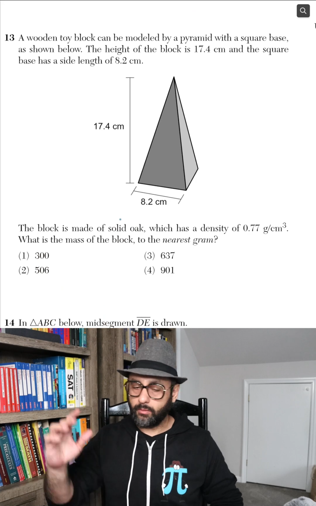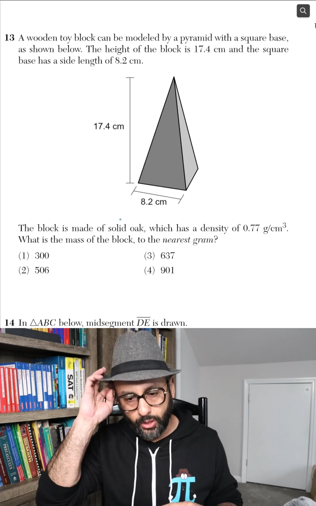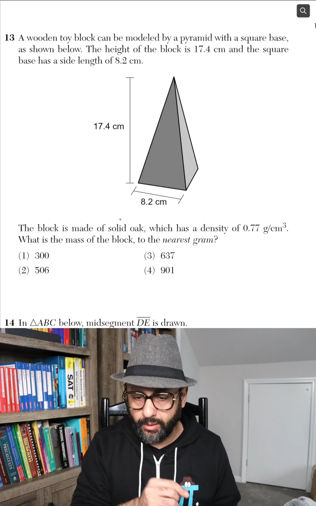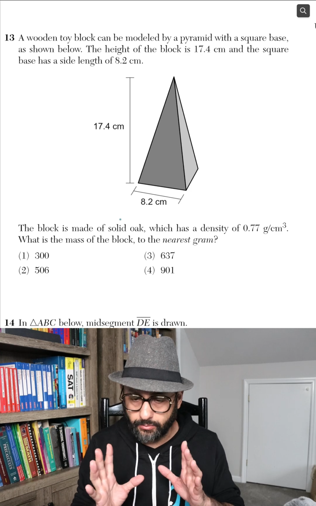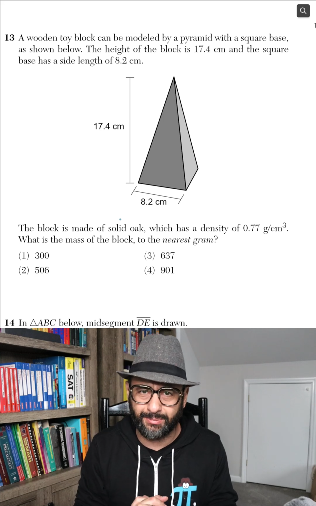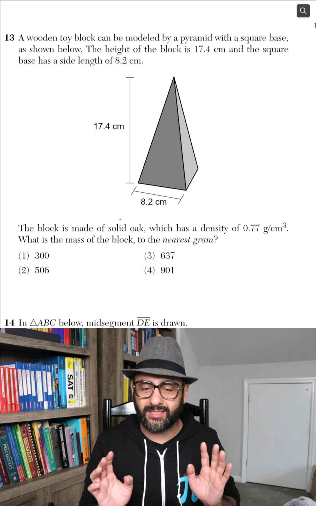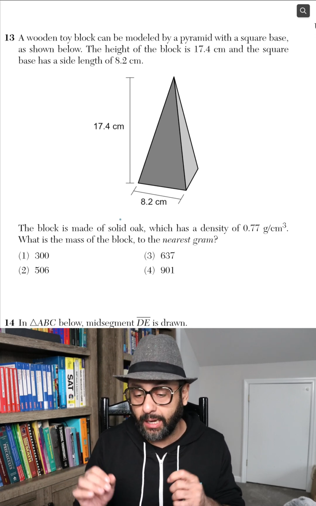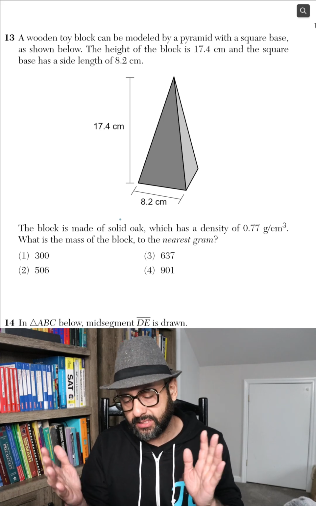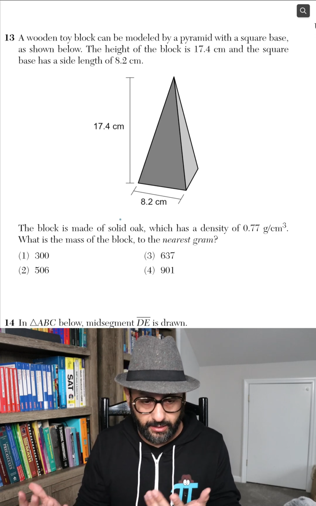Number 13, I wonder if you could use scale. Let's find out. A wooden toy block can be modeled by a pyramid with a square base, as shown below. It's a square base, remember that. The height of the block is 17.4 centimeters. Looks like a dangerous block. And the square base has a side length of 8.2 centimeters. Now, does the 8.2 look like about half the 17.4? It actually does. Maybe a little less than half, which is exactly right.